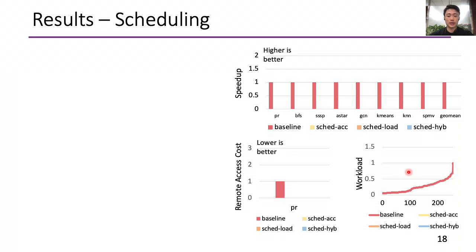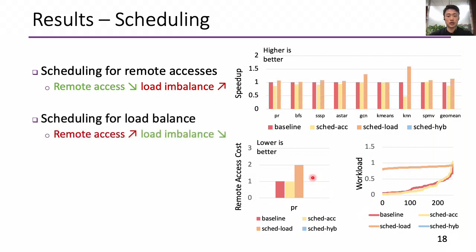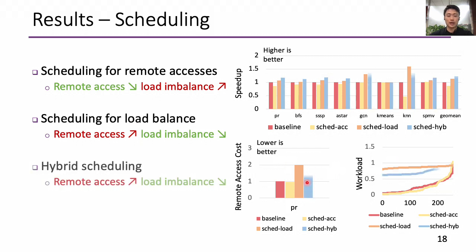We use one application, PageRank, in the bottom two figures to show the details. If we assign tasks based on data locations to reduce remote accesses, the hops are reduced slightly. However, the load imbalance issue becomes more severe, which hurts overall performance. And if we use work stealing for load imbalance, overall performance is better due to balanced loads, but it incurs much more remote accesses. Our hybrid scheduling incurs fewer remote accesses than work stealing. Thus, the performance is the best, but it still causes significantly more remote accesses than the baseline.